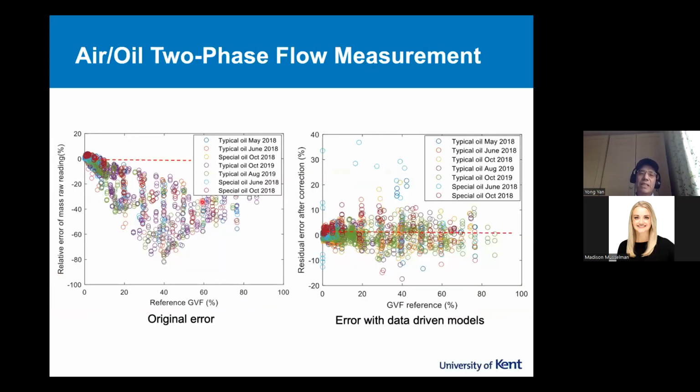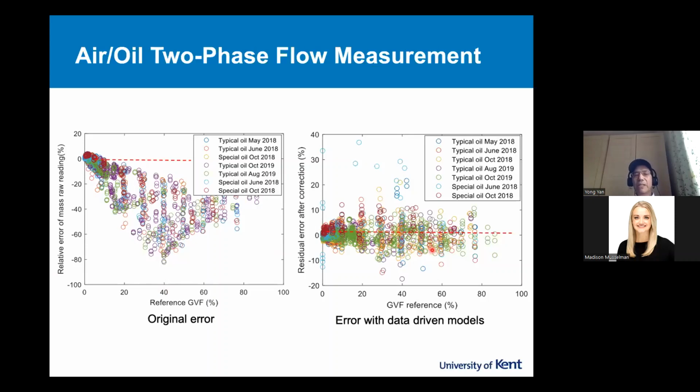You can see here, so imagine initially when you have a Coriolis flow meter to measure oil flow rate, you have on the x-axis GVF, which means gas volume fraction. Okay, so it's two-phase. The presence of air bubbles makes the flow meter often under-reading, sometimes over-reading. By deploying our established data-driven models, you can see the error is reduced quite significantly.